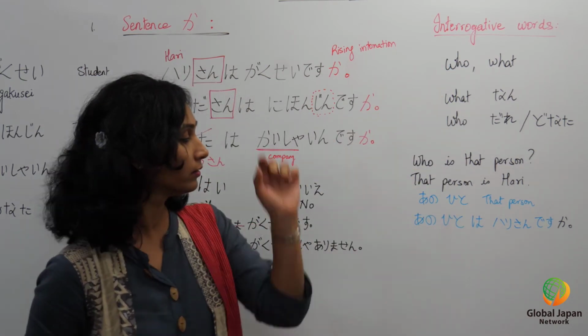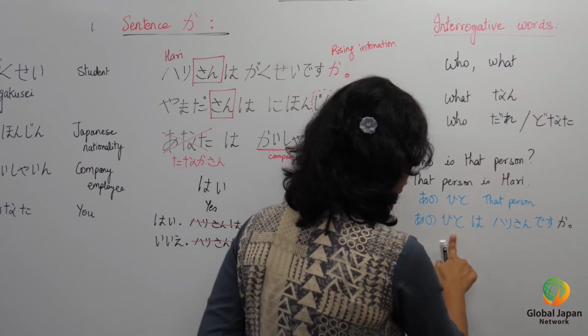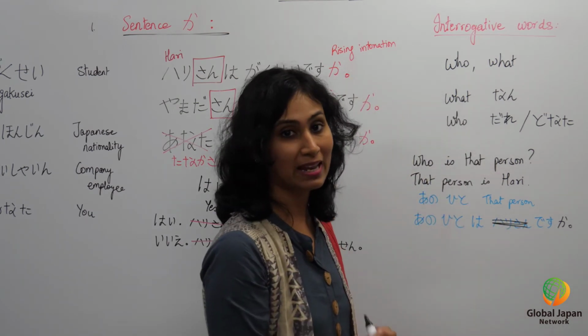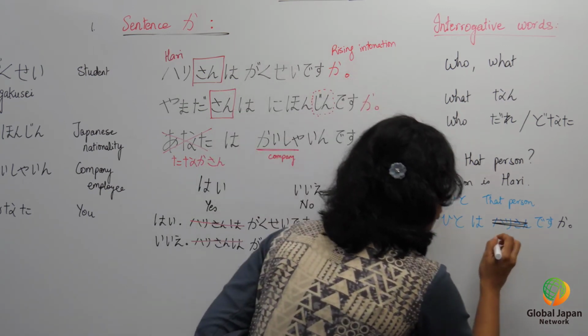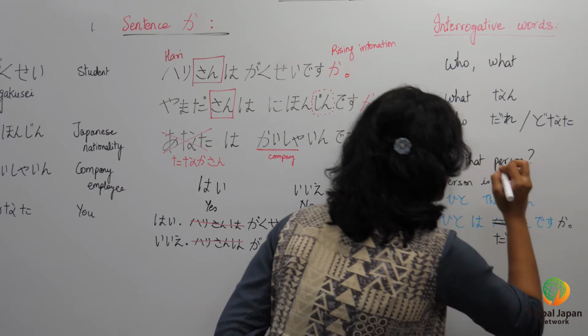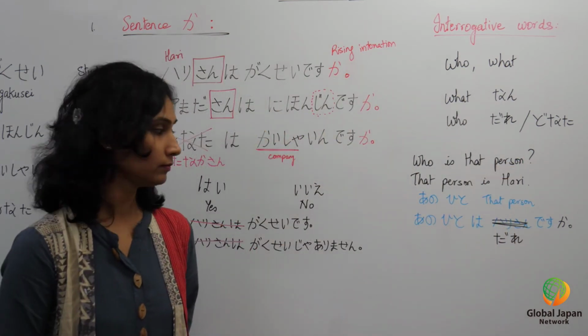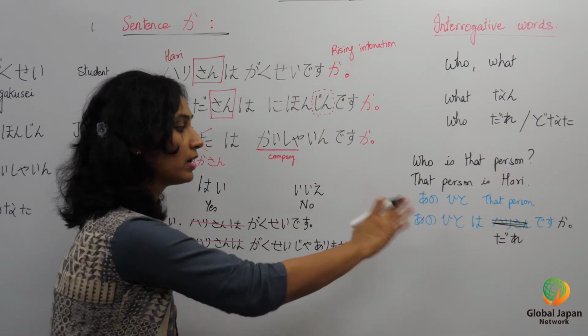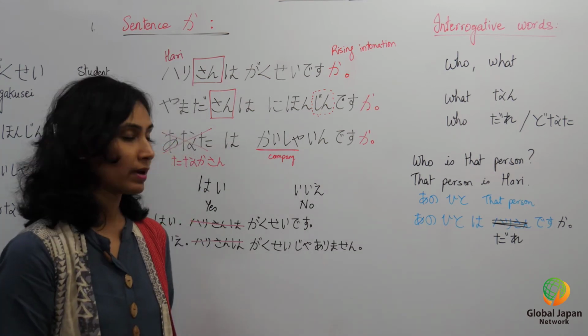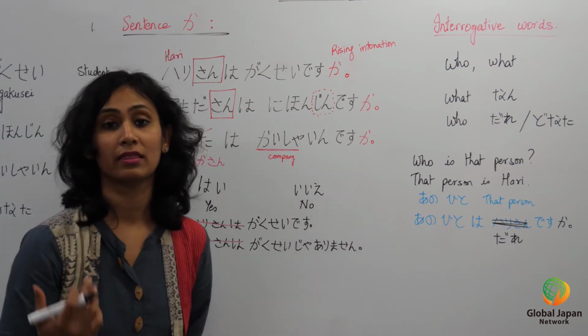What I mean by that? Check here. Ano hito wa. I will remove this because I don't know this information at that point of time. Ano hito wa dare desu ka? Ano hito wa dare desu ka? Who is that person? The answer will come as Ano hito wa Hari-san desu.